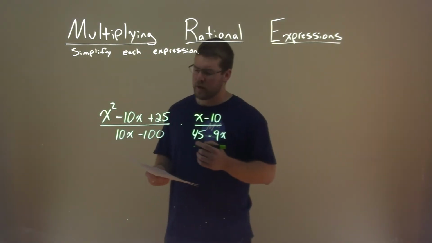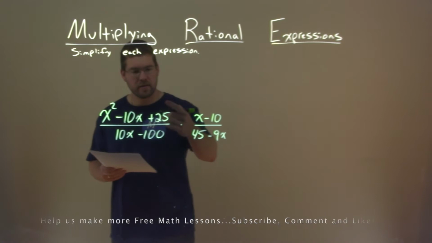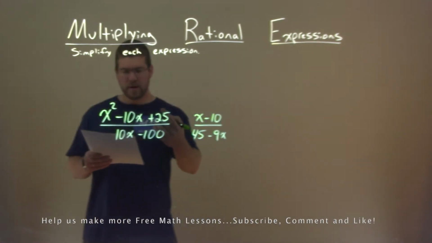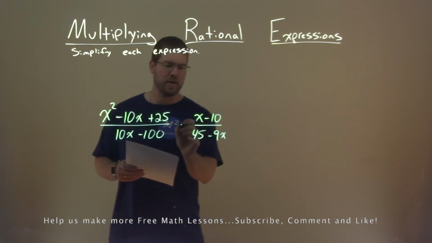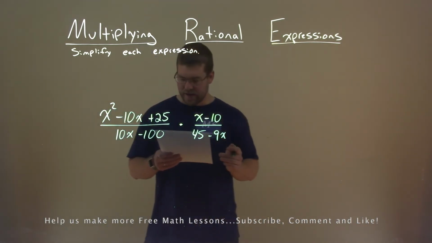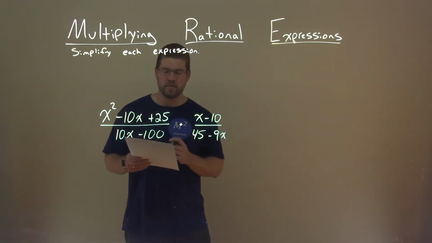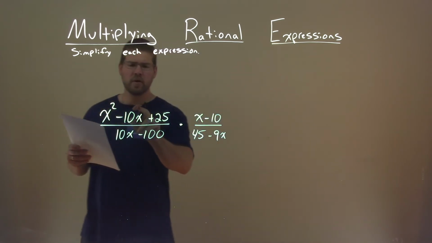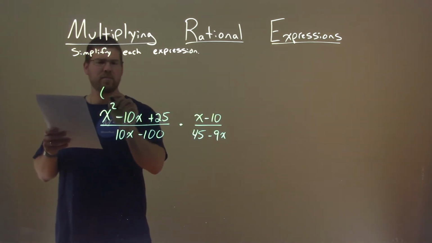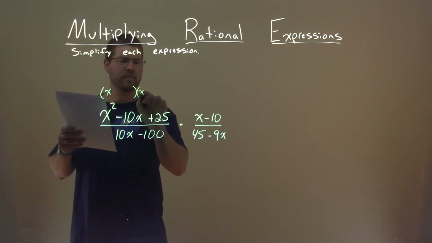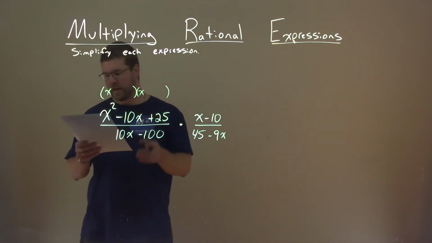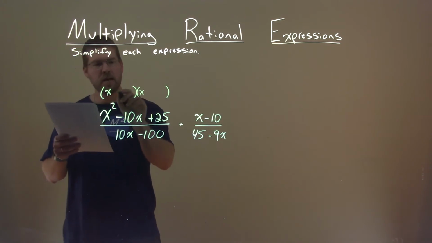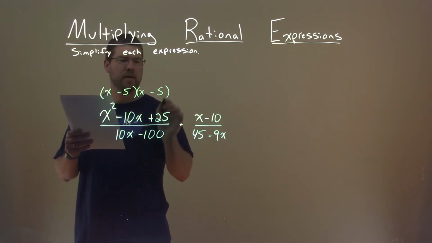We're given this problem right here. x squared minus 10x plus 25 divided by 10x minus 100 times x minus 10 divided by 45 minus 9x. And we want to simplify this expression. Well, this first part right here, we think it looks like it factors pretty easily. So let's do that. What two numbers multiply to be a positive 25, but add to be a negative 10? That's a minus 5 and a minus 5.